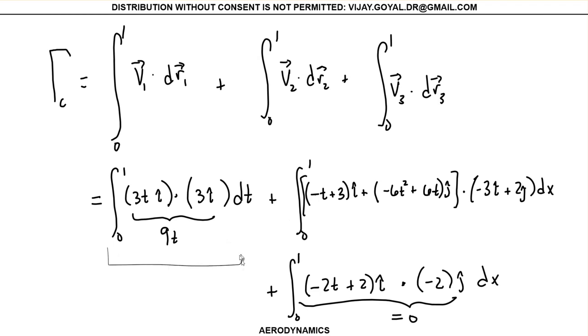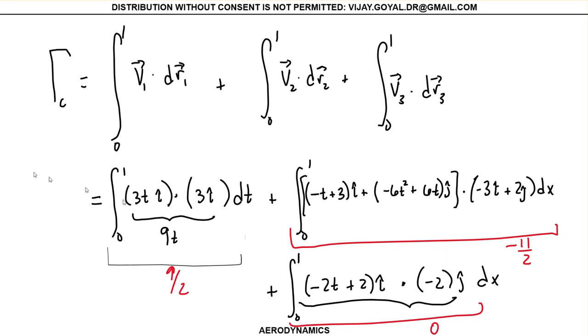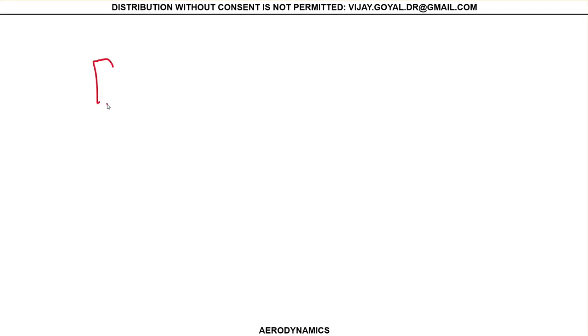So this gives you 9/2. The integral of this gives you 9/2. This integral gives you minus 11/2. The integral of all this gives you 0. So that means your total circulation is equal to plus 9/2 plus minus 11/2 plus 0, and that would give you a value of minus 2/2. That gives you minus 1. That is the value of the circulation.